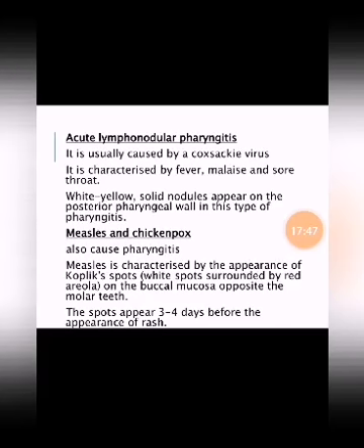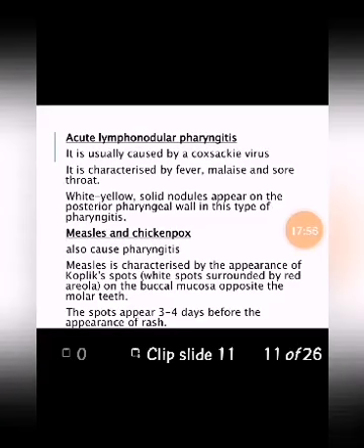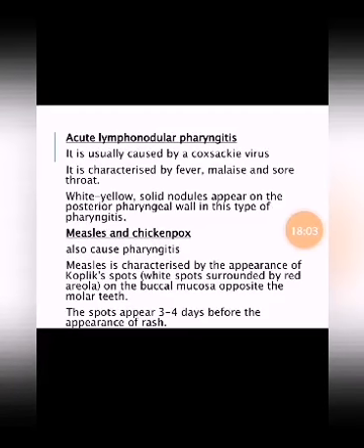Coxsackievirus may also cause acute lymphonodular pharyngitis. They have fever, malaise, and sore throat. White-yellow solid nodules appear on the posterior pharyngeal wall in this type of pharyngitis. This is a diagnostic point of this coxsackievirus.